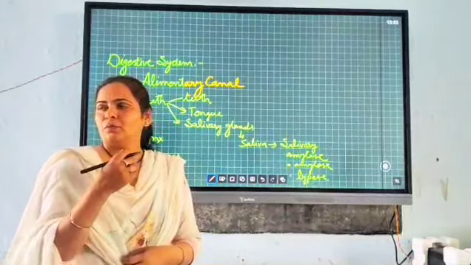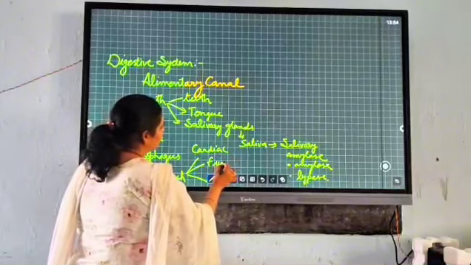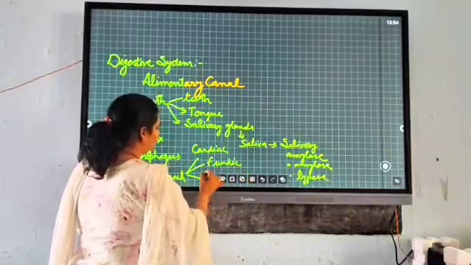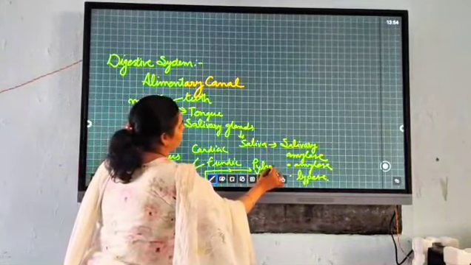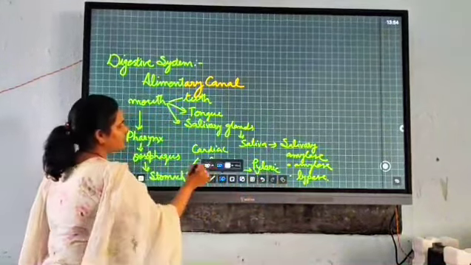Now, food reaches the stomach. Our stomach has mainly three parts: cardiac, fundic, and the third part is pylorus. Now we study the enzymes and some secretions of the stomach.